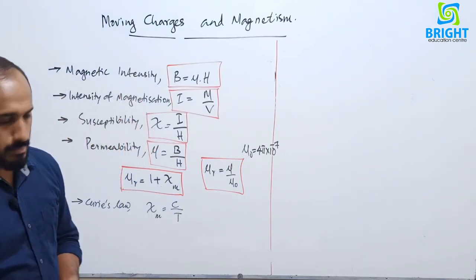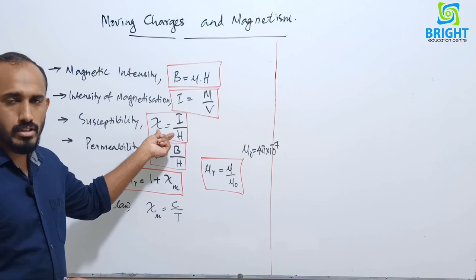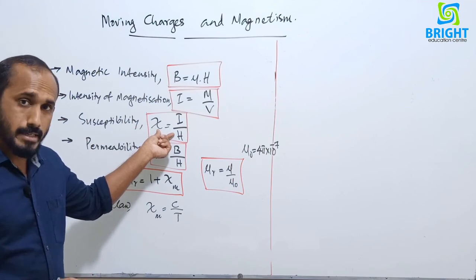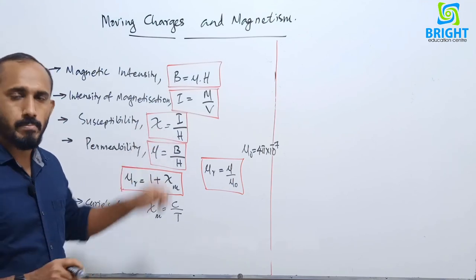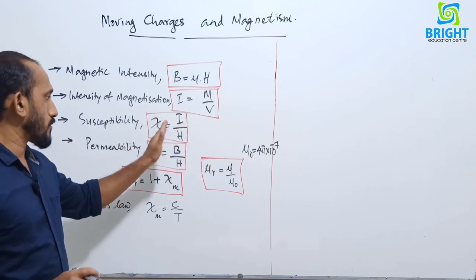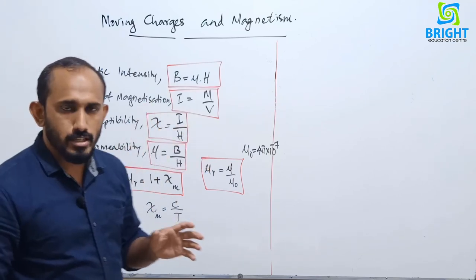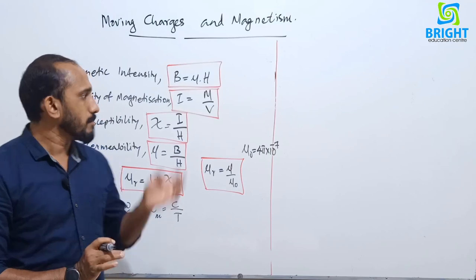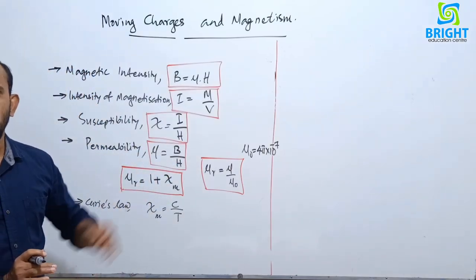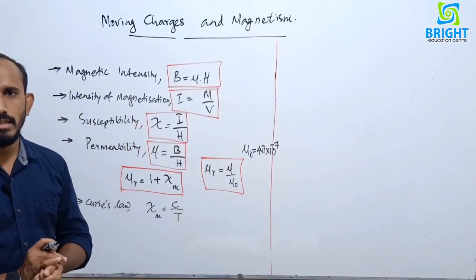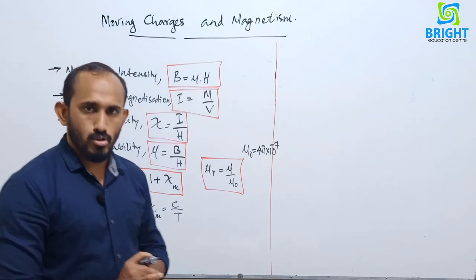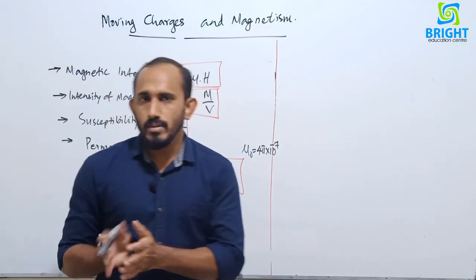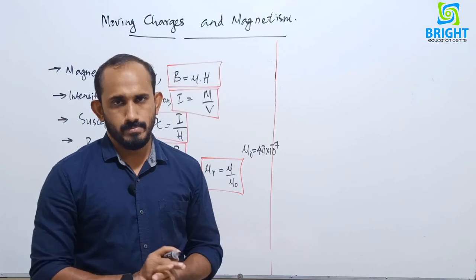We can make some ideas like this. If a small negative value is there for susceptibility, then that is a diamagnetic material. Smaller positive, paramagnetic. Larger positive, ferromagnetic material. So sometimes questions you can expect in terms of this concept. So please make sure about these equations. These are all the major terms and concepts from the chapter Moving Charges and Earth Magnetism.